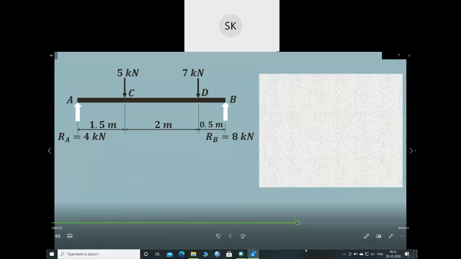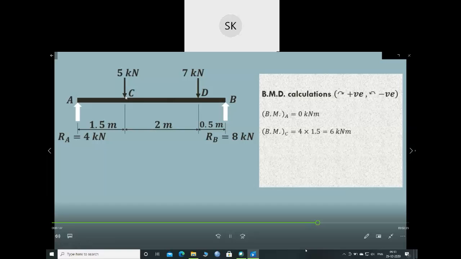Now we have to draw the bending moment diagram. The conventions which we have used for drawing the bending moment diagram are that clockwise moments are considered as positive, whereas anti-clockwise moments are considered as negative. We know that at the end points of the simply supported beam, that is at A and B, the moment is 0. So bending moment at A is equal to 0 kilonewton meter, because there is no force acting on the left hand side of A, and even if we consider all the forces on the right hand side, the moment will be 0.